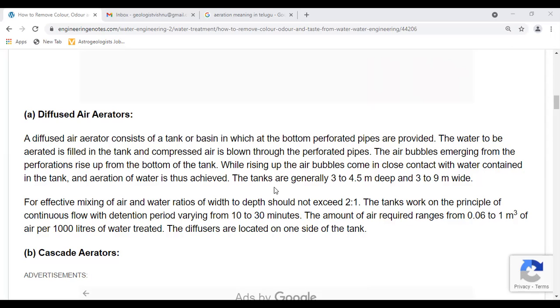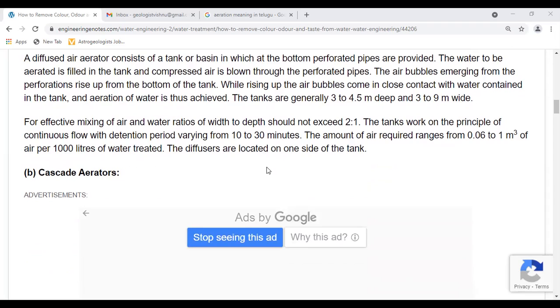The tanks are generally 3 to 4.5 meters deep and 3 to 9 meters wide. For effective mixing of air and water, the ratio of width to depth should not exceed 2:1. The tanks work on the principle of continuous flow with detention period varying from 10 to 30 minutes. The amount of air required ranges from 0.06 to 1 cubic meter of air per 1000 liters of water treated. The diffusers are located on one side of the tank.